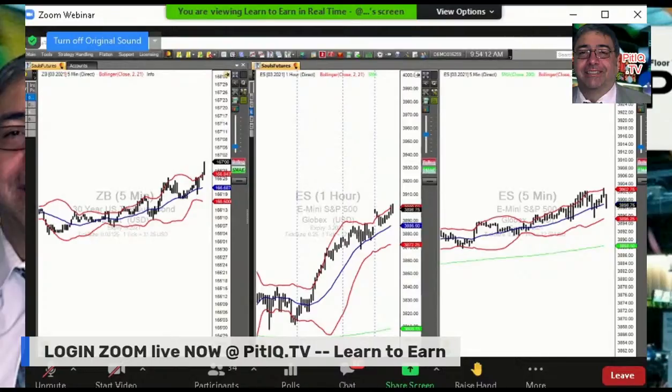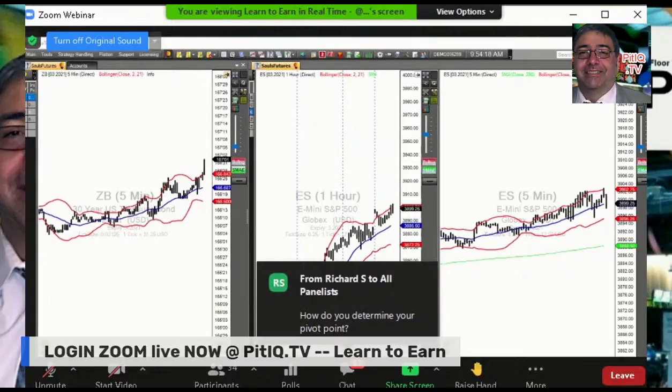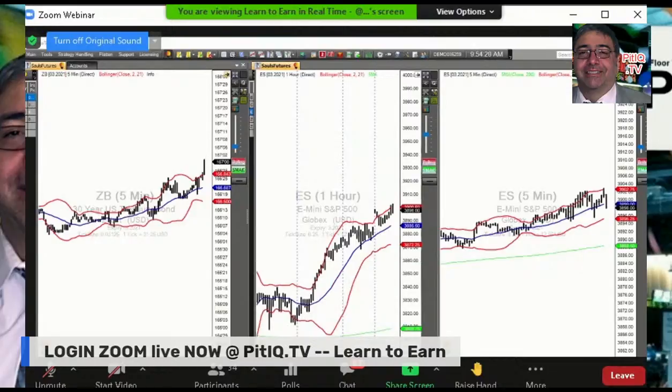Our pivot this morning was 38.96. Resistance at 01, 09, 15, 21, and 28. Support below at 87, 80, 74, 68, and 61.